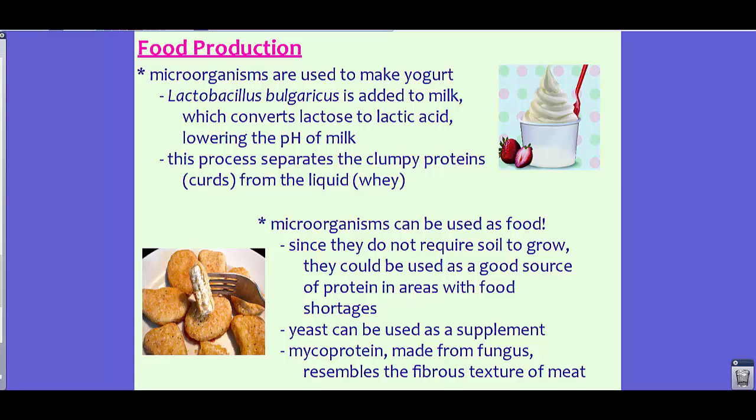Now, the bacteria Lactobacillus bulgaricus is added to milk, which then converts lactose to lactic acid, and it lowers the pH of milk. This process separates the clumpy proteins, which are the curds, from the whey, or the liquid part. So that old nursery rhyme, Little Miss Muffet sat on a tuffet eating her curds and whey. Well, that comes from the clumpy proteins and the liquid part of basically this process.